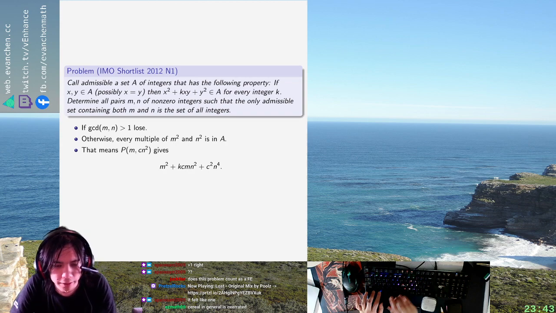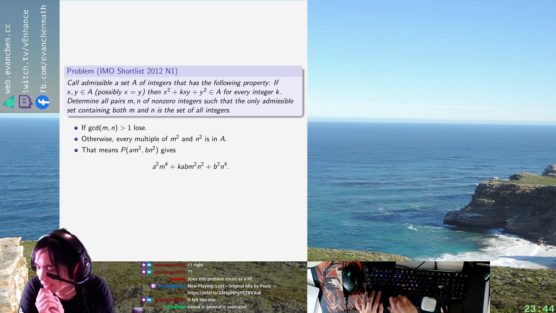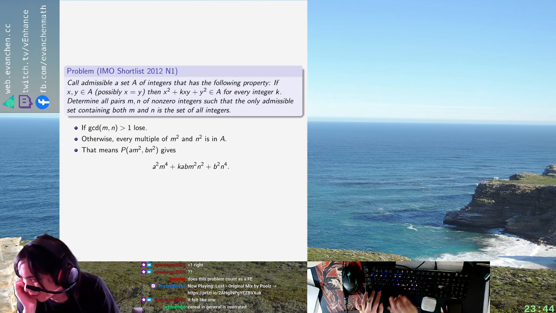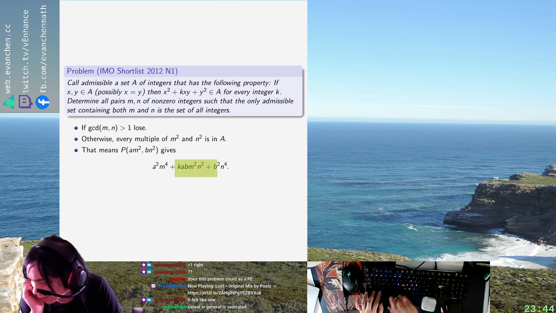Let's just do A M squared and B M squared. All right, and so A squared M to the 4 plus K A B M squared N squared. Okay, this does something. I don't know what the heck this does. But I have like 3 degrees of freedom now. Does this cover all integers? Probably not. It's too stupid.